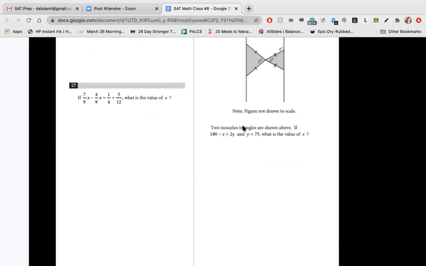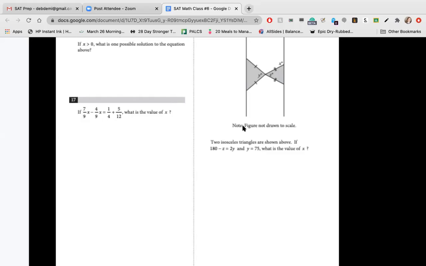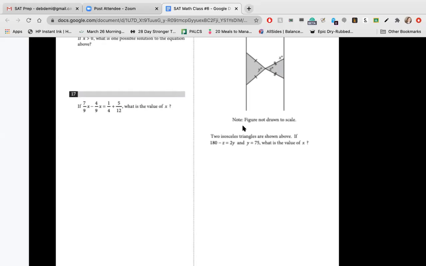Number 18. Two isosceles triangles are shown. If 180 minus z equals 2y and y equals 75, what's the value of x? Okay, those are not vertical angles, so keep that in mind. So you have y equals 75, so 75 right here. We want this value right out there. And we know that z, I would just solve it for z. So 180 minus 2y equals z, right? And we know y is 75, so put a 75 in there. So we get 180 minus 2 times 75 equals z, and z equals 30.